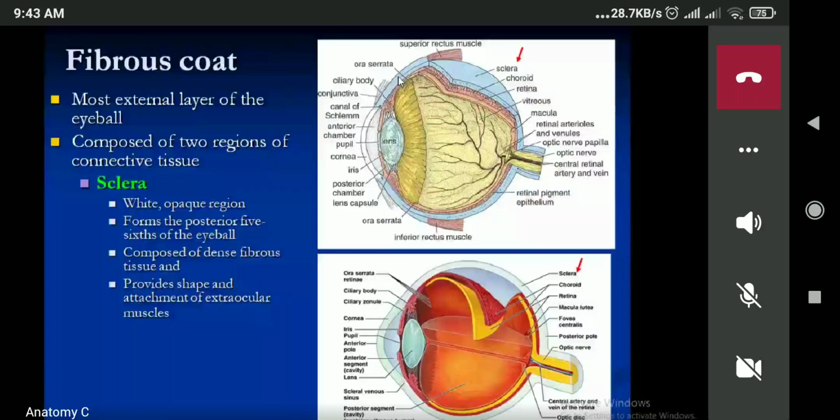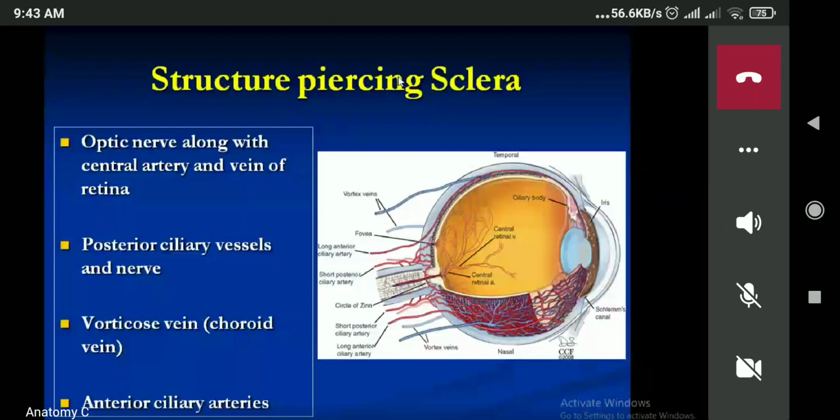Now, in this diagram, you can see the structures which will pierce the sclera. Over here, this one is known as the optic nerve. In the middle part of the optic nerve, can you see the artery and the vein? Those are known as the central artery and the central vein of the retina. This central artery and central vein of the retina will pierce the sclera.